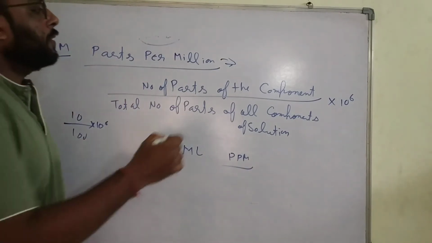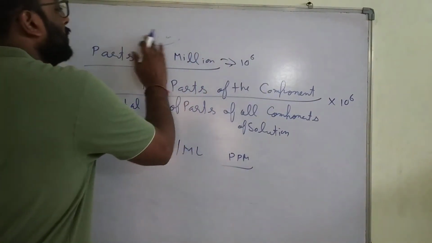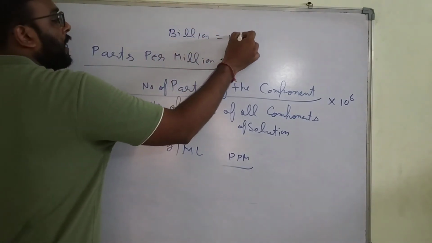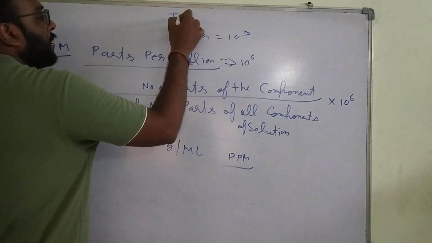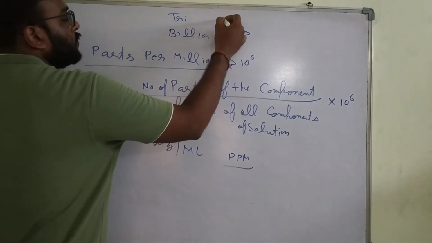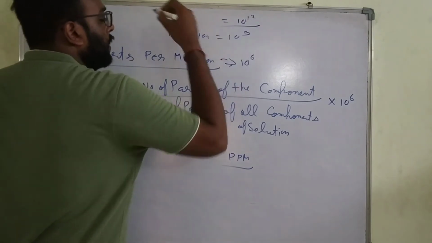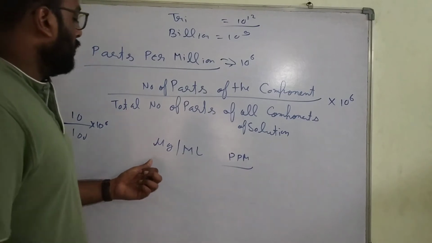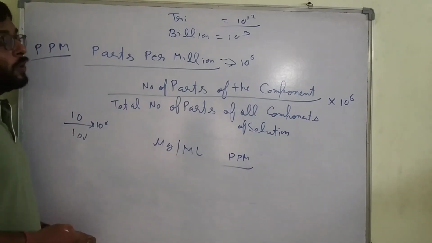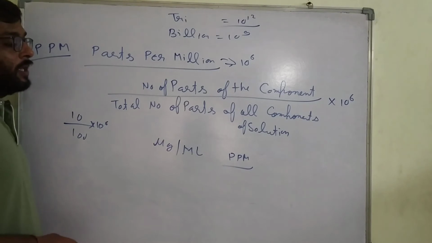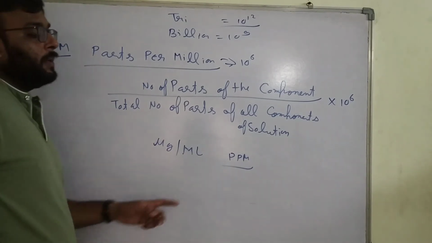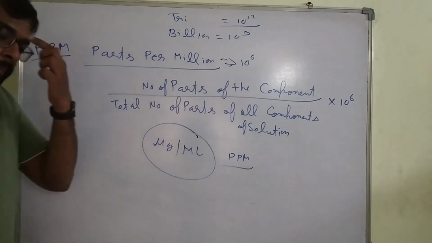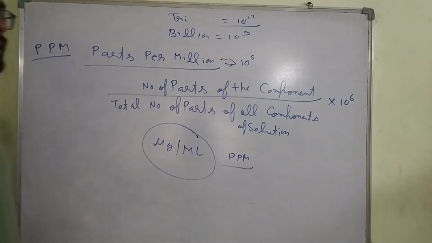Million means 10 raised to power 6, as you know. Billion is 10 raised to power 9, and another word is trillion. Trillion is 10 raised to power 12. Generally in exams, millions is asked. Number of parts of that component, upon the total number of parts of all components, into 10 raised to power 6. What is the unit? It is ppm, parts per million, or microgram per ml. Note down these points. Parts per million.